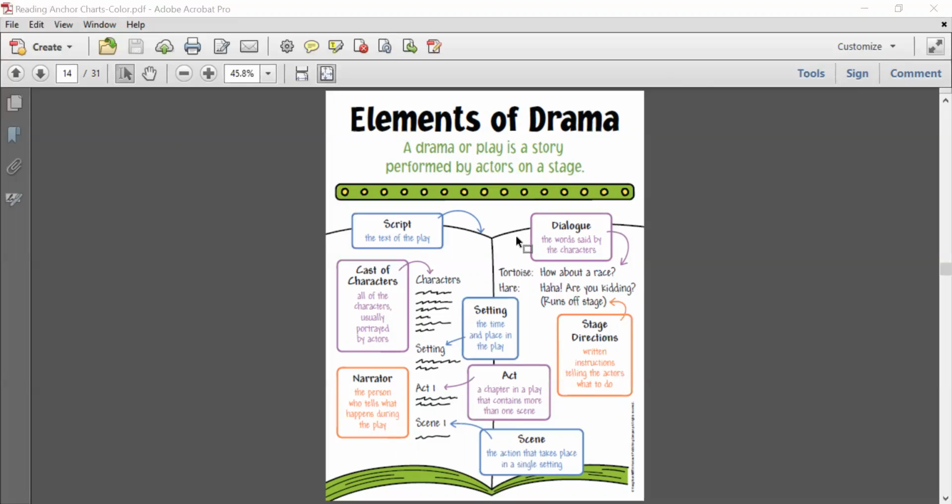Okay, the first element that makes drama definitely different than a book is the script. Okay, more so the dialogue in the script. You remember dialogue is words that characters say. So in a book, it would say, "Tortoise said, 'How about a race?' Hare replied, 'Ha ha, are you kidding?'"